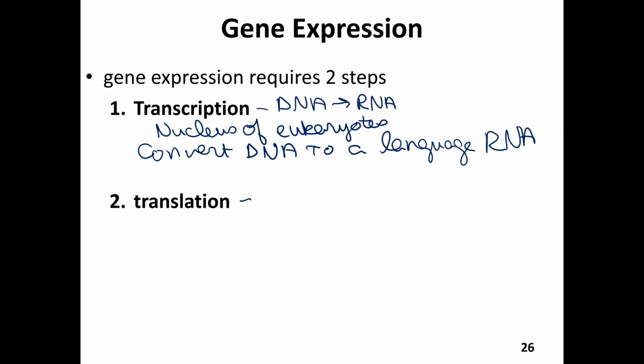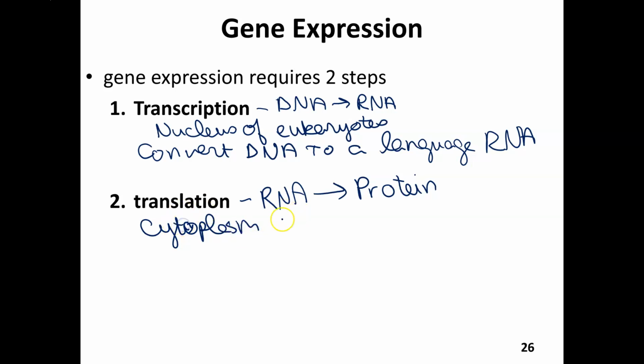And then translation takes the RNA and converts it into a protein. So RNA is kind of like the message or the blueprints, and then the ribosome produces the protein from those blueprints. So this occurs in the cytoplasm of eukaryotes.